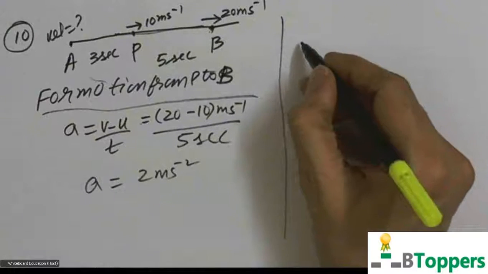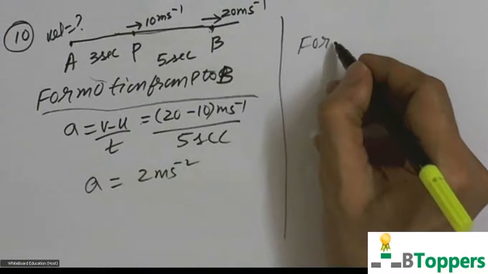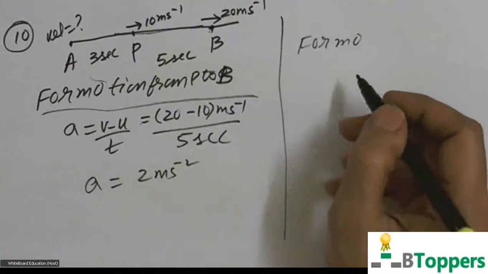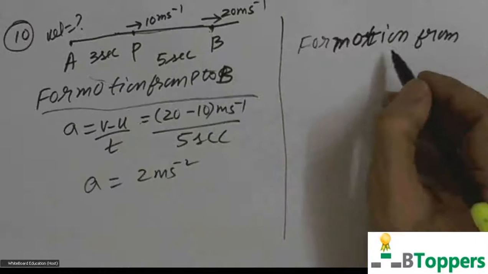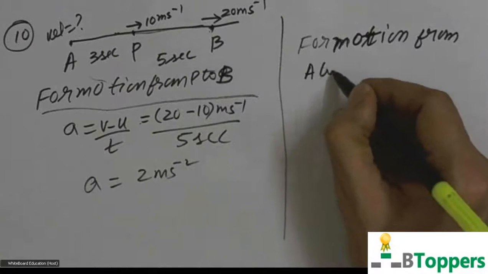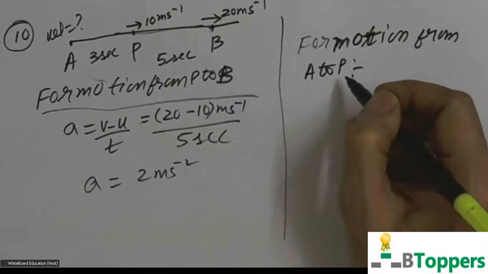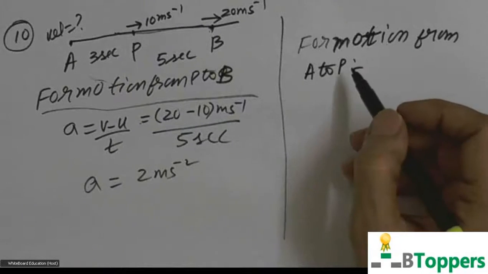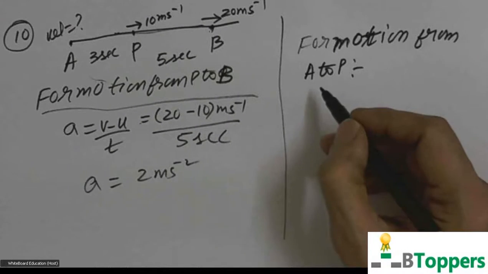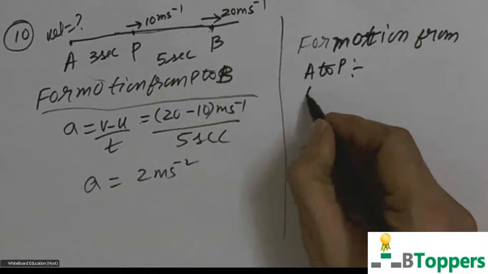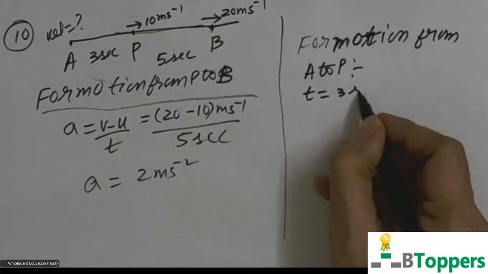Next we consider the motion from A to P. For motion from A to P, time of motion is 3 seconds.